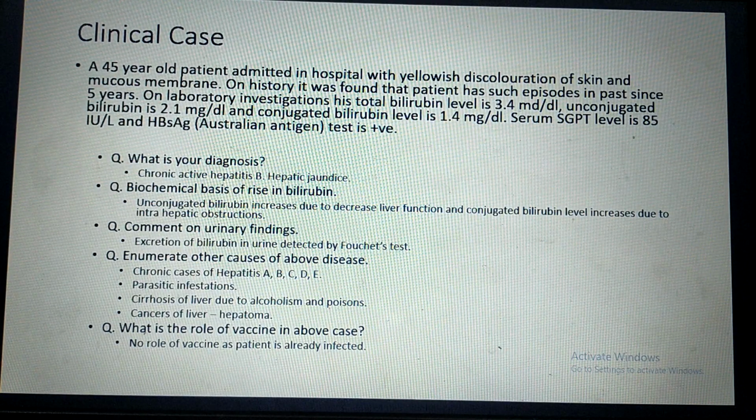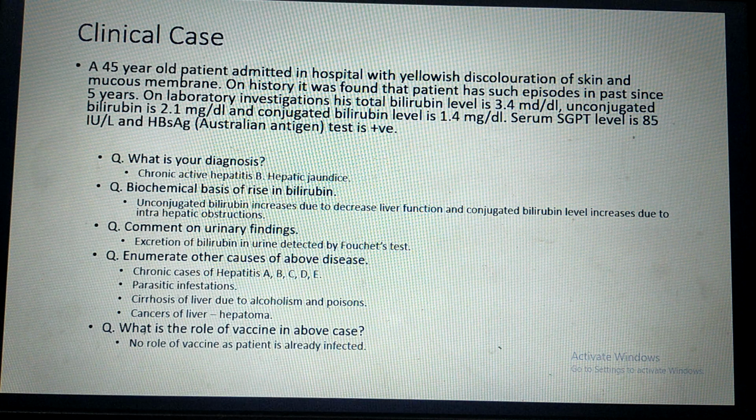Your diagnosis is chronic active hepatitis leading to hepatic jaundice. Biochemical basis of rise in bilirubin: unconjugated bilirubin increases due to decrease in liver function of conjugation, and conjugated bilirubin level increases due to intrahepatic obstruction. Urinary findings: excretion of bilirubin in urine detected by Fouchet's test.